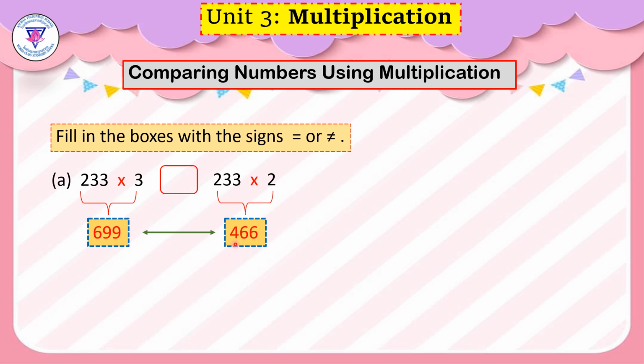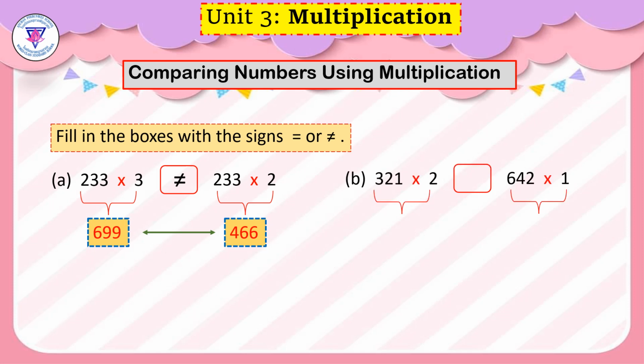And then the first digit is 4. So are they the same? If not, so inside the box, you are going to write the symbol of not equal to. Why they are not equal? Because the first digit is 6 and the first digit is 4. So they are not the same. Let's take a look. Example letter B.